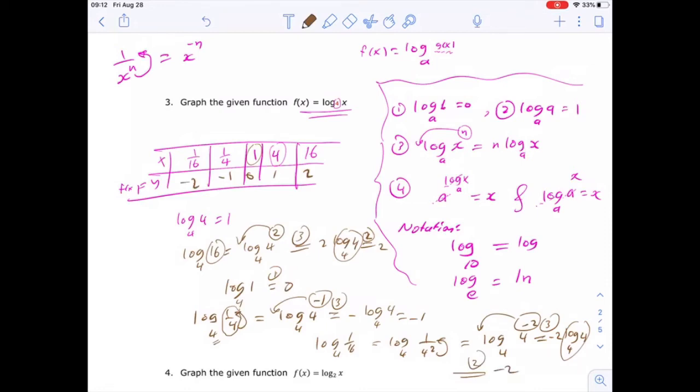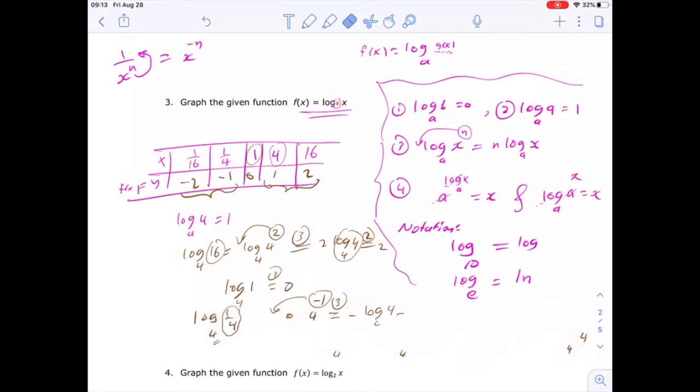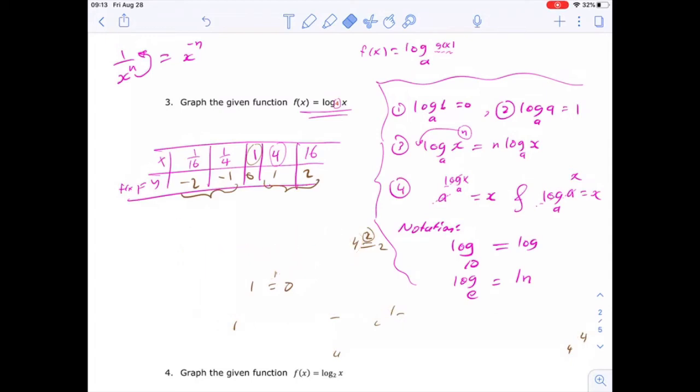Some students in exams and quizzes want to save their time, so they just look at one part of the table. So we have 1 and 2, and then they change the sign on the other side. Now, after finding these or doing these computations, we can graph the function.